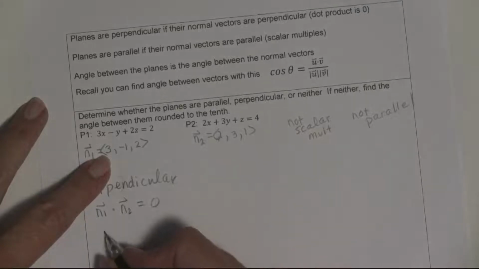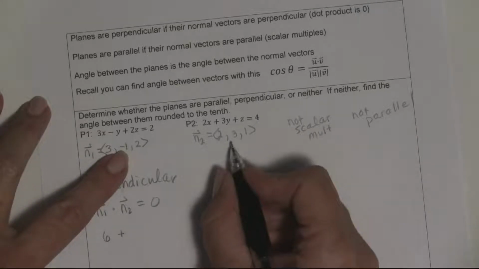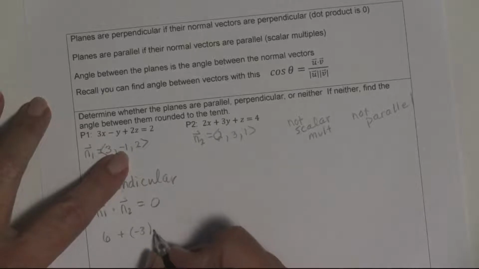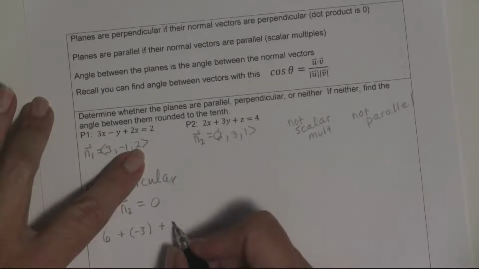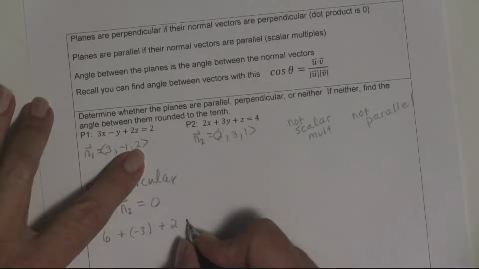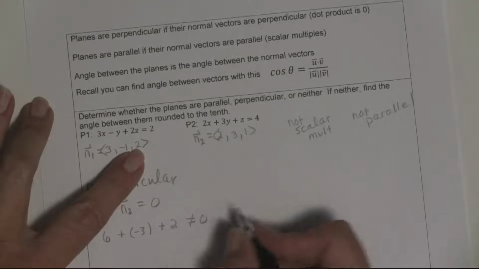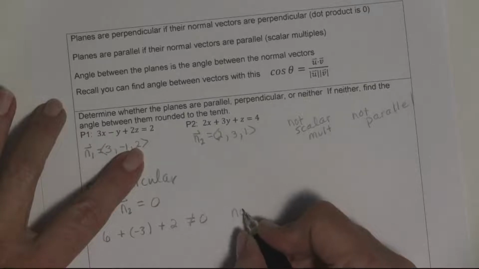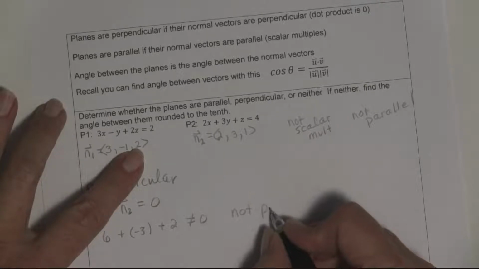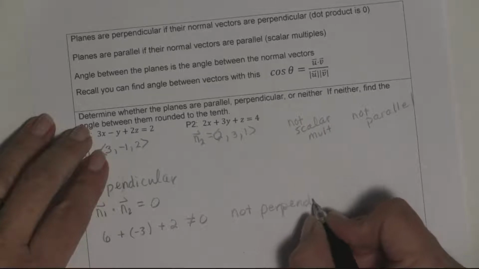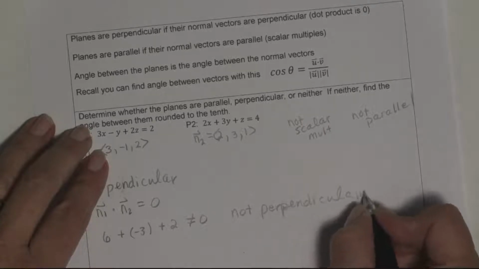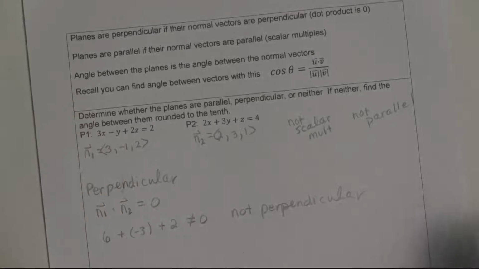So this is going to give us 6 plus -3 plus 2, which doesn't equal 0. So that tells us they're not perpendicular. If this had equaled 0, we would have been able to say that they were perpendicular, and then we would have been able to be done, right? So that would have been great.